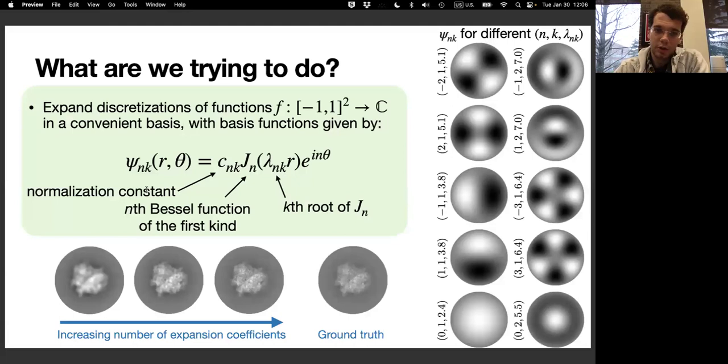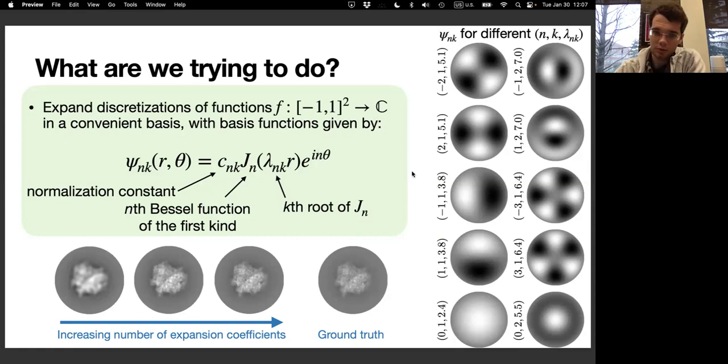The particular basis that we are going to be concerned with is the one that I present here. It's double indexed, there's an n and a k, and for each nk, we have a function psi. It's given in polar coordinates in this way. First, there's a normalization constant. Then we have a radial function, which is a Bessel function, where Jn is the nth Bessel function of the first kind, and lambda nk is the kth root of Jn. And in the angular part, we have Fourier modes. That's why it's called Fourier-Bessel.